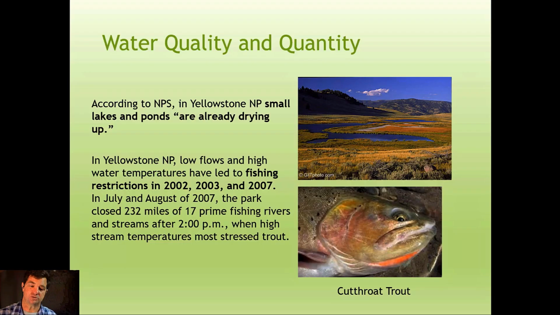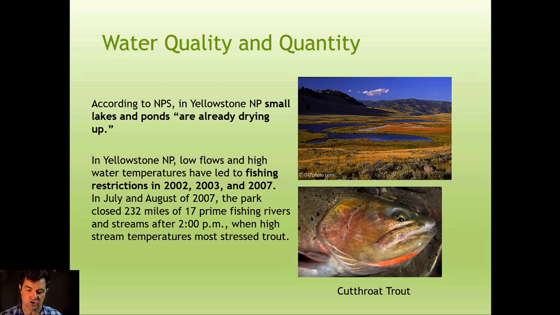Climate change and pollution that affect water quality and quantity are also an issue. So the National Park Service says that in Yellowstone, these small lakes and ponds are already beginning to dry up. And the problem with the cutthroat trout is that the smaller the ponds get, the more the water temperatures increase, and cutthroat trout are one of those species that don't do very well in warmer temperatures.